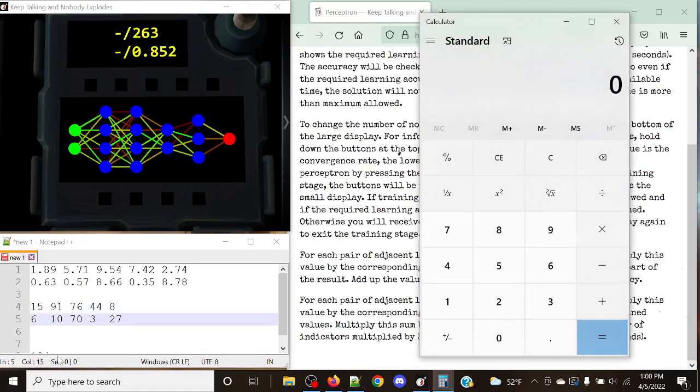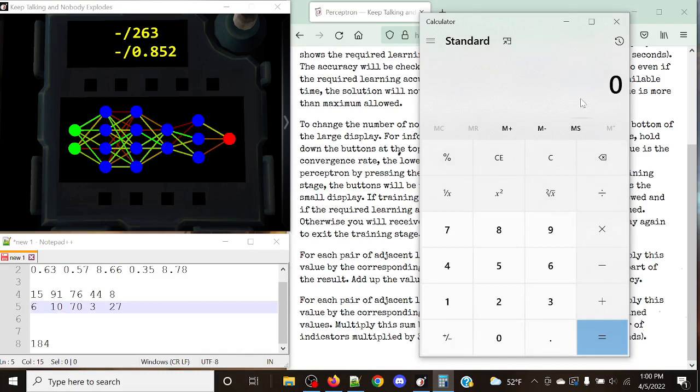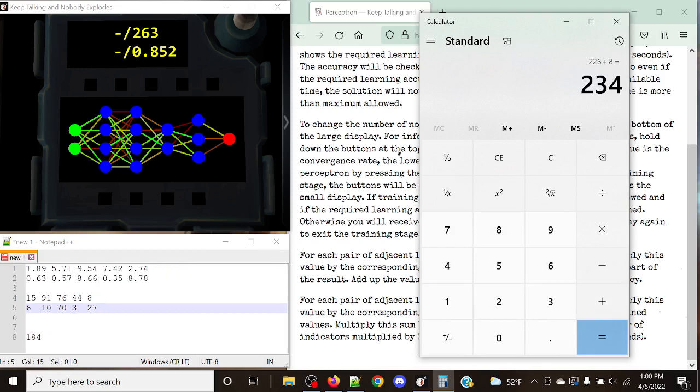Now, from eyeballing it, we actually do have quite a bit done so far. So we have 15 plus the 91 plus the 76 plus the 44 plus the 8. However, it is not quite adding up to what we want it to be yet. Now, let's take a look and see what we can do with regards to our time we have left. So we have 6 plus 10 plus 70 plus 3 plus 27. Just make sure I double that. 6 plus 80 in this case plus the 30.